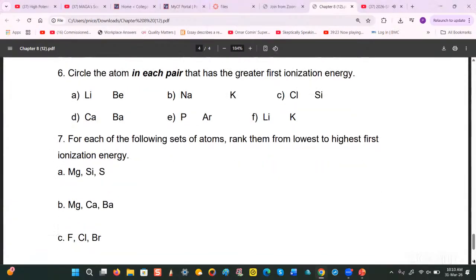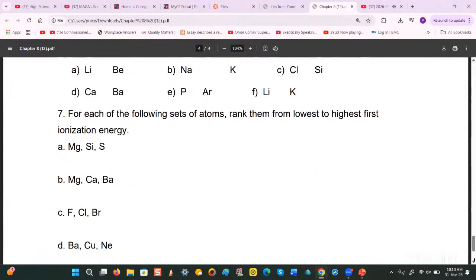Okay, now in this case, they give you a set of atoms, and you're going to order them in terms of lowest to highest first ionization energy. So let's start off with A, 7A. Of these three, let's see where their positions are. You have magnesium over there, you have silicon in the same period in the middle, and you have sulfur more to the right. Which would be the one with the greatest first ionization energy in this series?